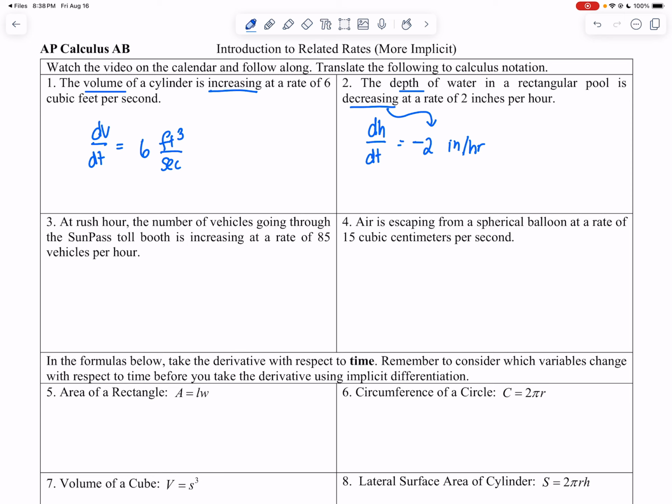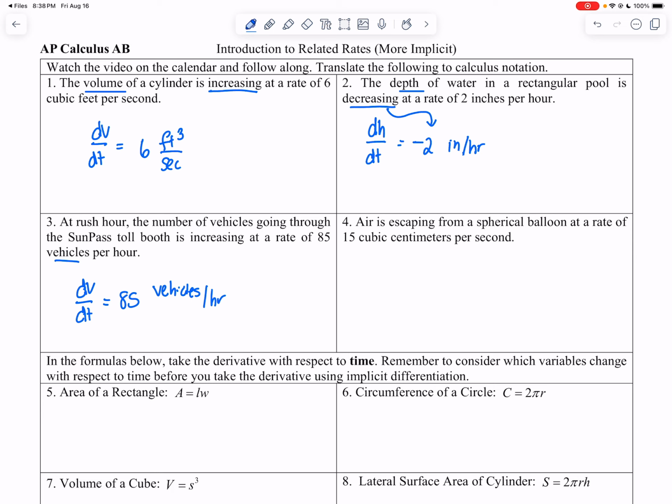Number three, at rush hour, the number of vehicles going through the SunPass toll booth is increasing at a rate of 85 vehicles per hour. Since we're talking about vehicles, I'm going to say dV/dt is equal to 85 vehicles per hour.